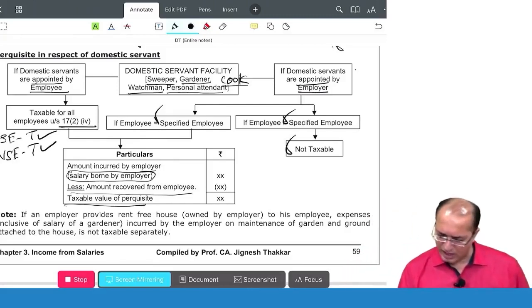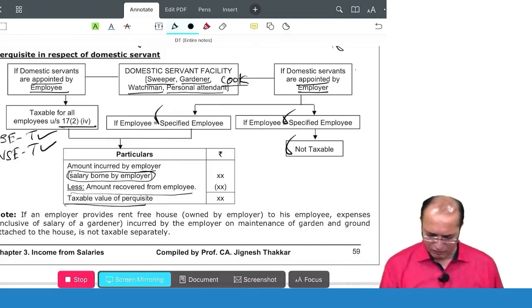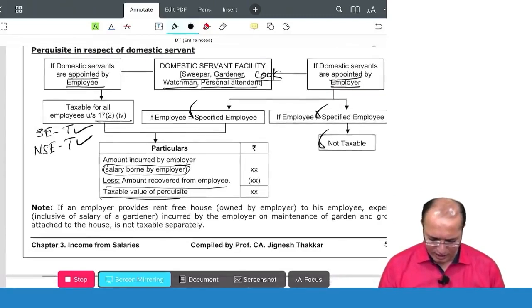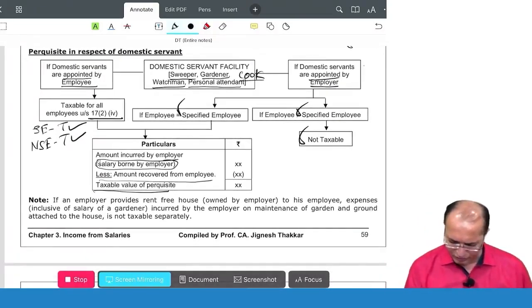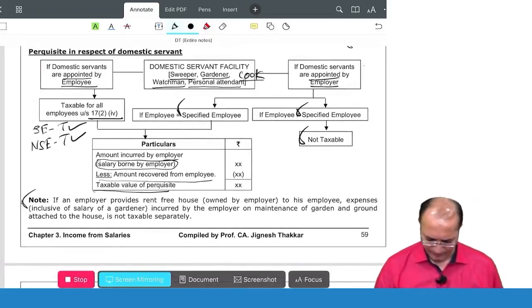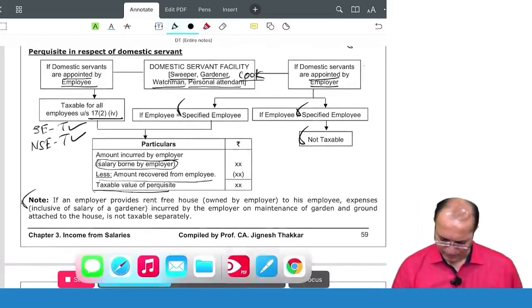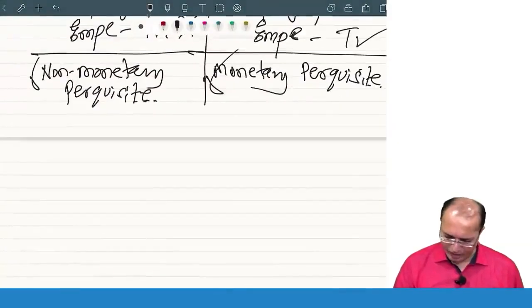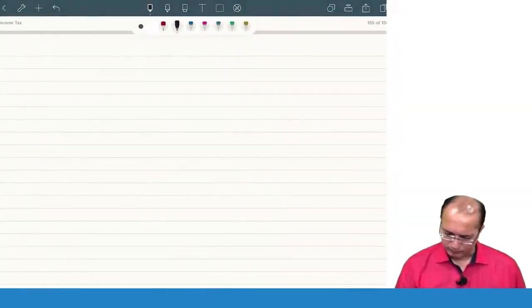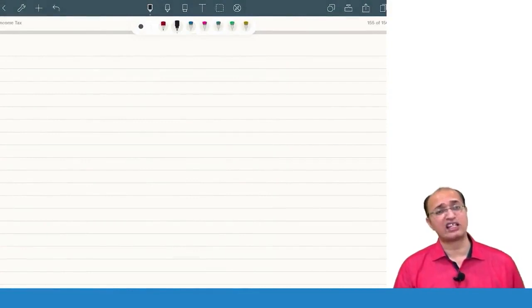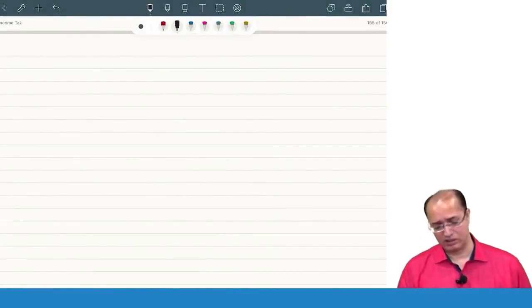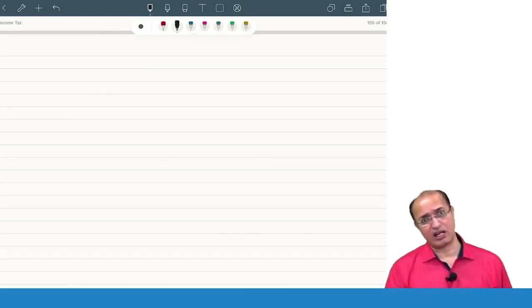Shruti madam has asked me some doubt. I'll be taking up that doubt once we complete this domestic servant topic entirely. I just need to explain to you the note given here. Now listen to me very carefully. I am explaining the note. The note is in respect of a gardener facility.